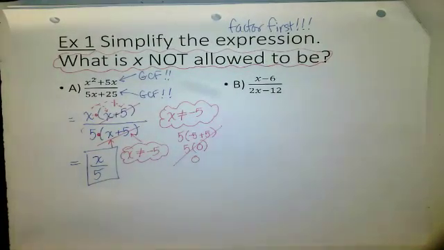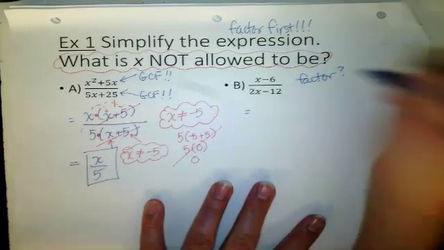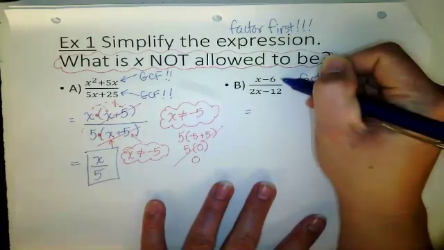Let's look at b. x minus 6 over 2x minus 12. Another rational fractional expression. And I want to think about trying to factor. Can we factor the numerator?